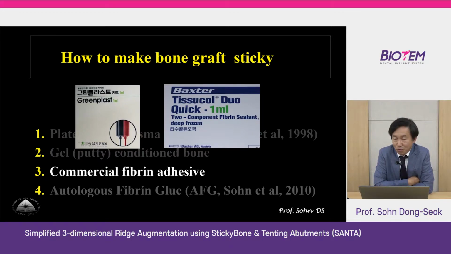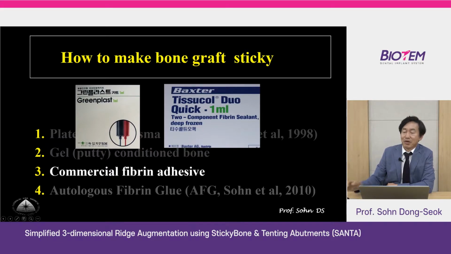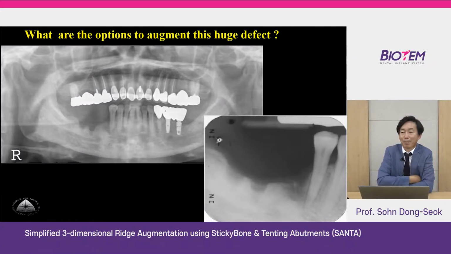The third method to make your particulate bone graft sticky is to use a commercial fibrin adhesive. The fibrin adhesive is indicated to control topical bleeding, soft tissue bleeding. But when you mix this fibrin adhesive with the bone graft, you can get a sticky condition of the bone immediately. Okay, let me share some cases using sticky bone with fibrin adhesive.